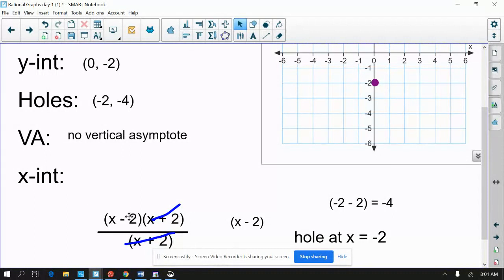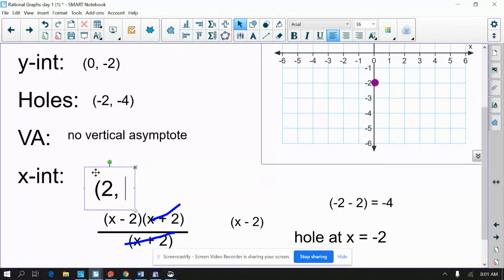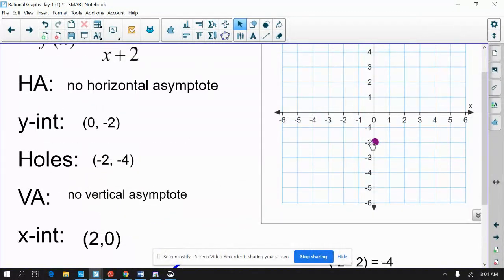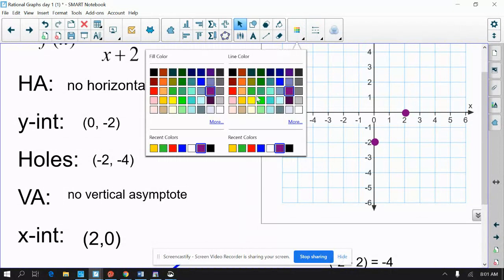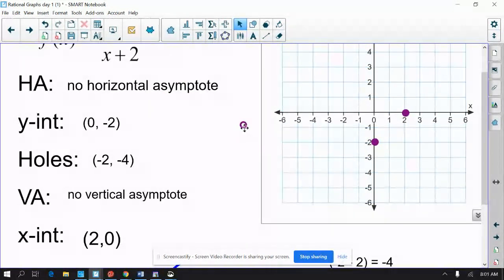X-intercept. Is there anything that makes the numerator 0? Yeah, there are two things, +2 and -2. Remember, -2 was the hole, so that doesn't matter anymore. +2 is the x-intercept, 2 comma 0. I'm a little bit behind in graphing these things. So 2 comma 0 is the x-intercept. There's a hole at -2, -4.